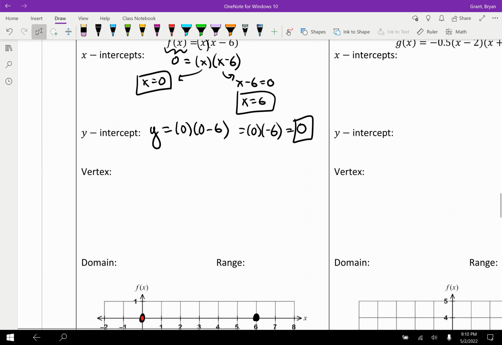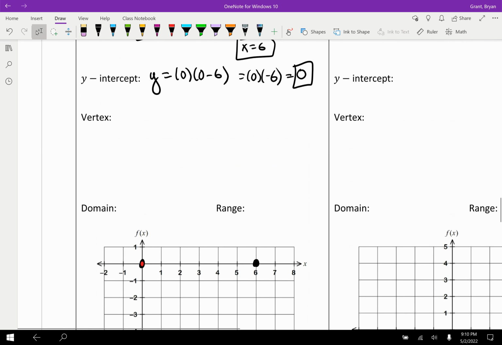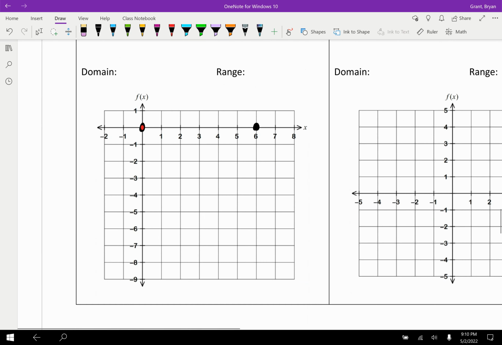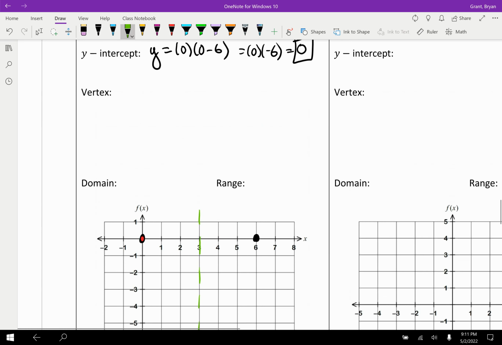Now for the vertex. All right, vertex-wise, this is the tricky part. We know that the vertex has to happen in between these 2 x-intercepts. So can you eyeball it? 1, 2, 3, 1, 2, 3. It looks like the middle is 3. I'm going to go ahead and put this axis of symmetry here so I remember where that is. And then I'm going to say my vertex is going to be 3 comma something.